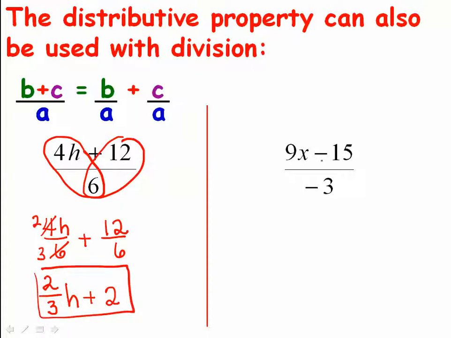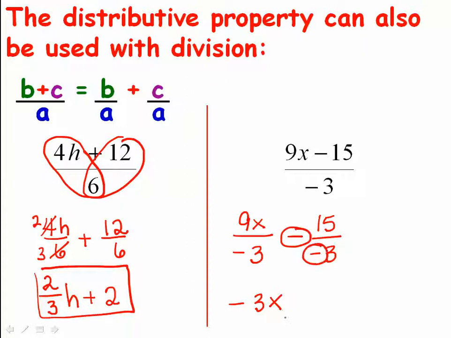In our next example, 9x minus 15 is divided by negative 3. So again, we're going to separate each part of the numerator and make it 9x over negative 3 minus 15 over negative 3. 9 divided by negative 3 is negative 3. Notice here we have a minus sign and a negative sign on the bottom. Those two will combine to make a plus sign, and 15 divided by 3 is 5. Negative 3x plus 5 is the simplified answer to 9x minus 15 over negative 3.